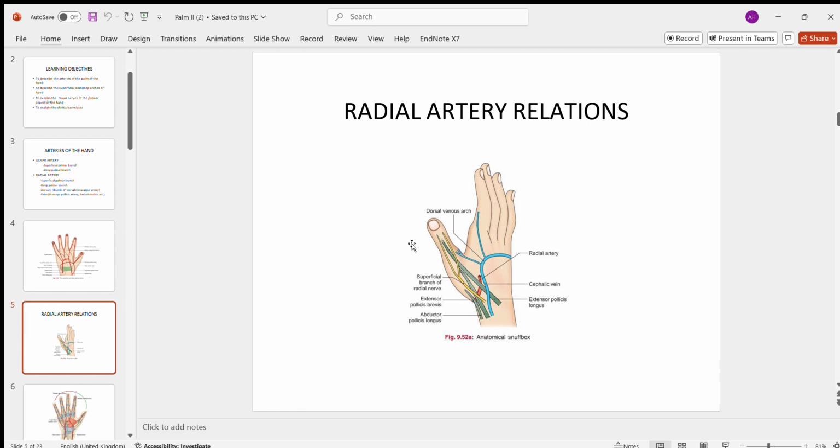Now, the radial artery, as I've mentioned earlier, passes through the anatomical snuff box. The anatomical snuff box is bounded laterally by the abductor pollicis longus and extensor pollicis brevis muscles, and medially it is bounded by the extensor pollicis longus muscle. The radial artery passes deep inside the anatomical snuff box, and then it passes between the two heads of the first dorsal interosseous and enters the dorsum.